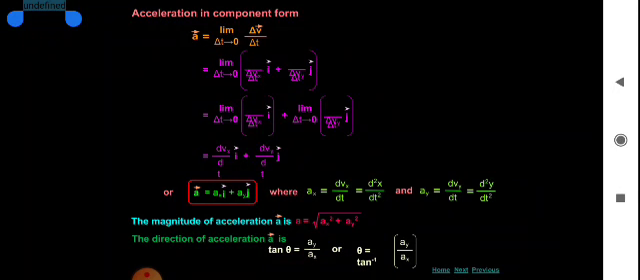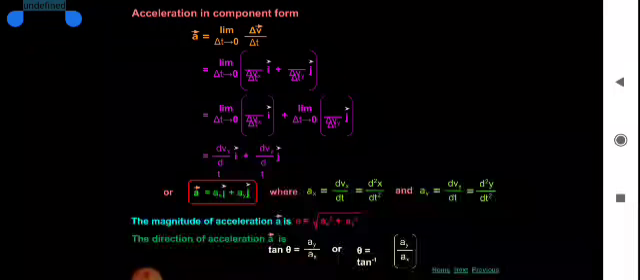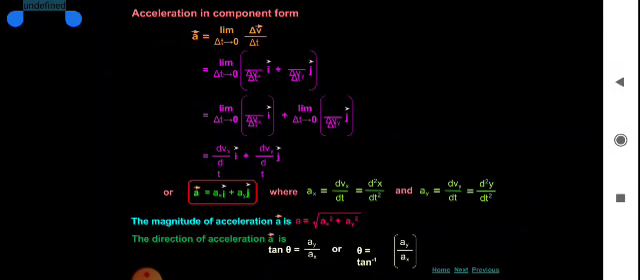So here dvx divided by dt is equal to d square x divided by dt square. ay is equal to dvy divided by dt, that is also equal to d square y divided by dt square. The magnitude of the acceleration vector a is the square root of ax square plus ay square. The direction of acceleration is tan theta equal to ay by ax, or theta is equal to tan inverse of ay by ax.